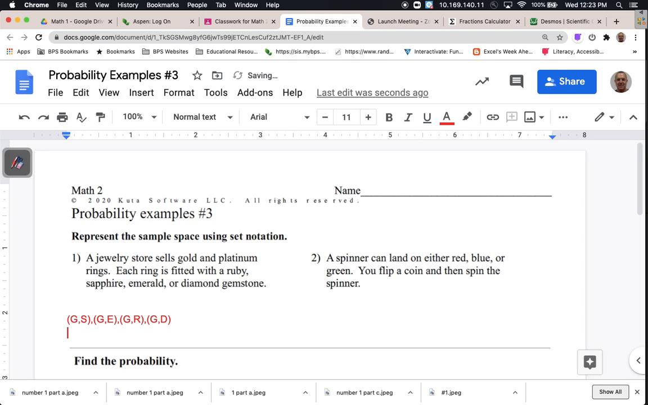Or I could pick a ring that's platinum and has a sapphire. I could pick a platinum ring with an emerald. I could pick a platinum ring with a ruby, or I could pick a platinum ring with a diamond.